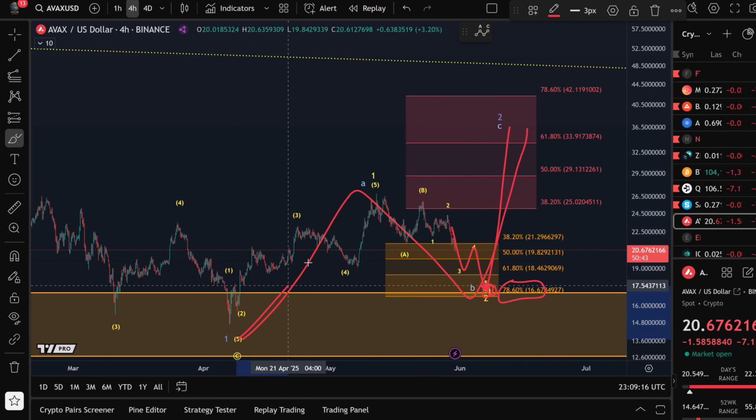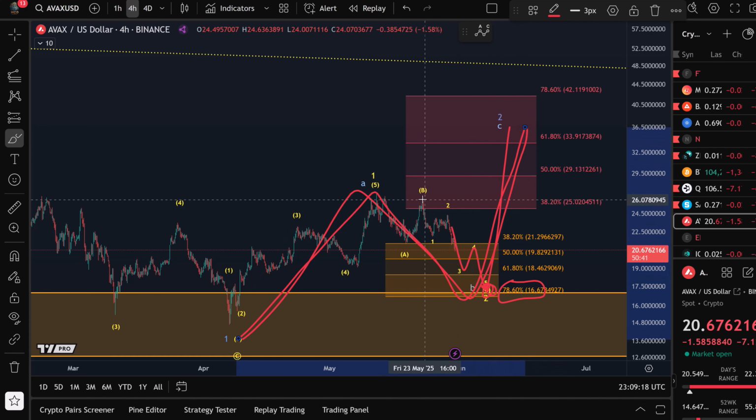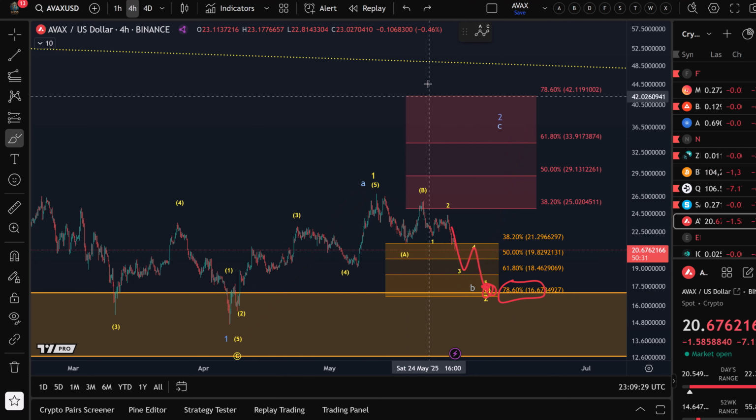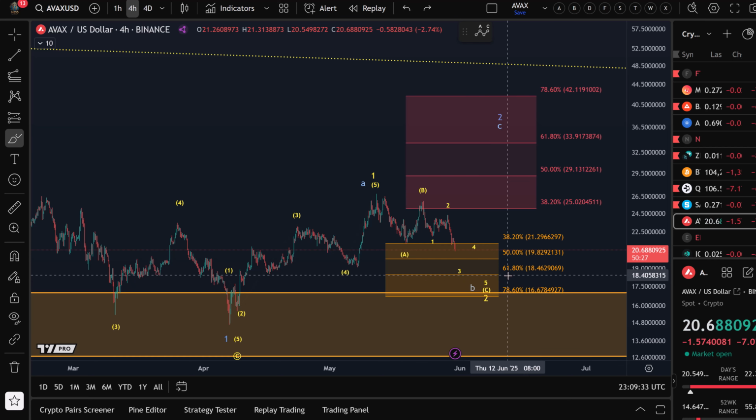For now, I'm watching for 3 waves up, and we're now in the correction of the B wave. But whether it's the blue count, an ABC structure, or the yellow count, which might be more bullish short term, it doesn't matter. The setup is the same. The support area is shared. So that's the update on AVAX.